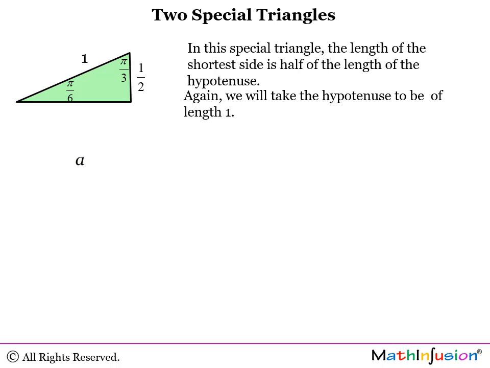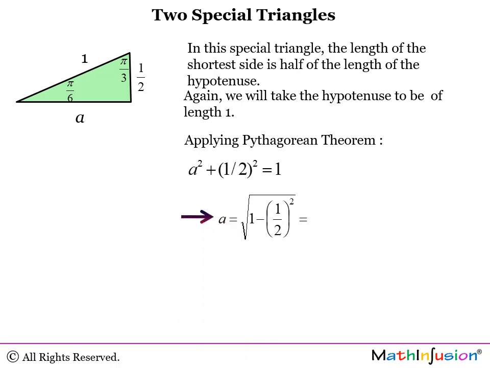Let's now apply Pythagorean theorem to find out the length of a. a to the power of 2 plus 1 over 2 to the power of 2 equals 1. And we get that a is this. Don't forget, a has to be a positive number. So a is square root of 3 over 2.